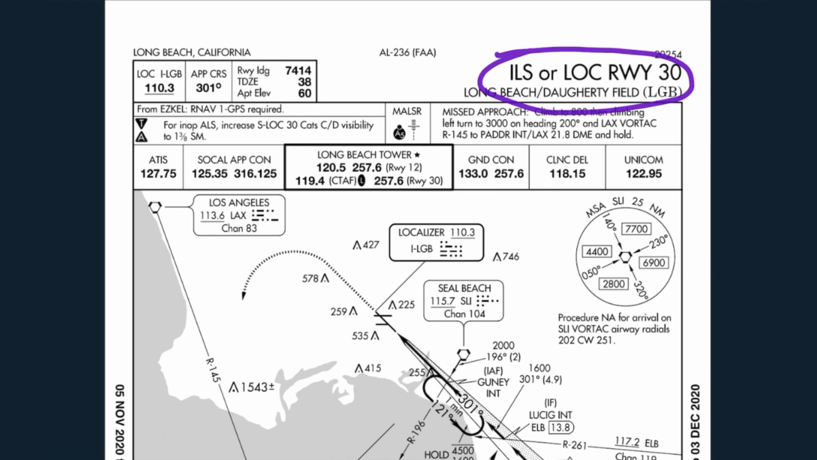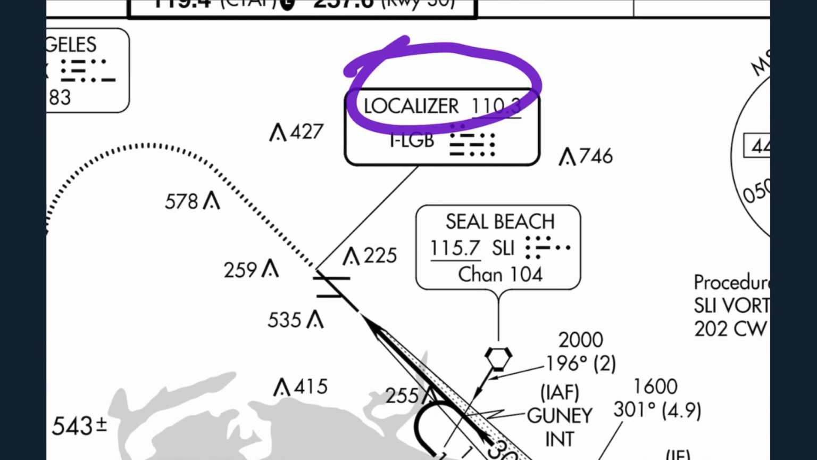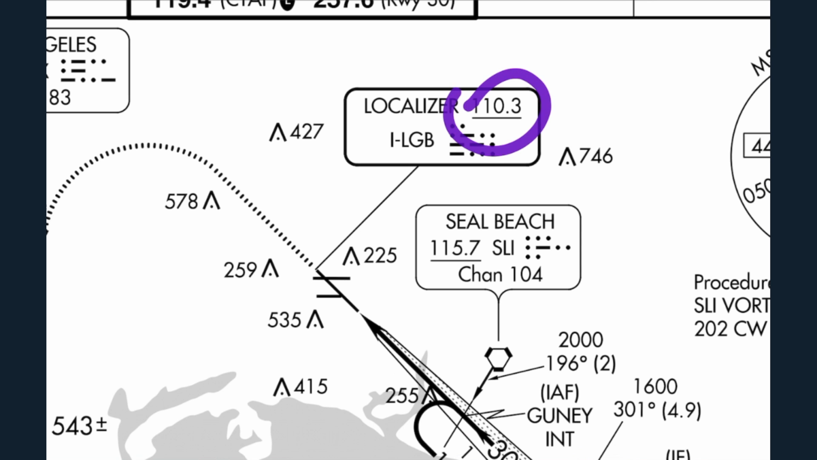Up here you can see that's for the ILS approach for runway 30. And this document is how you prepare for an approach procedure like an ILS approach. Now, an ILS is composed of two different radio emitting pieces of equipment that are on the airfield. One of them is called the localizer. And you can see the localizer label here with the radio frequency 110.3.